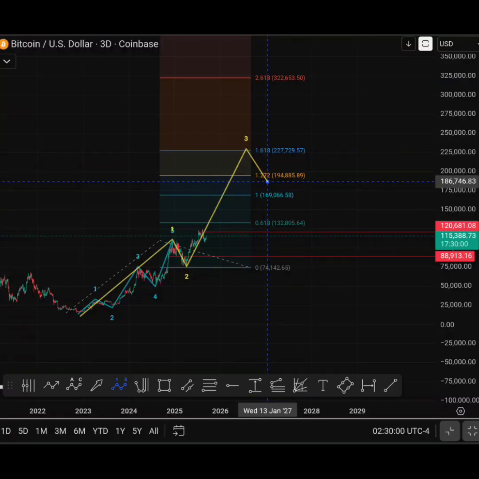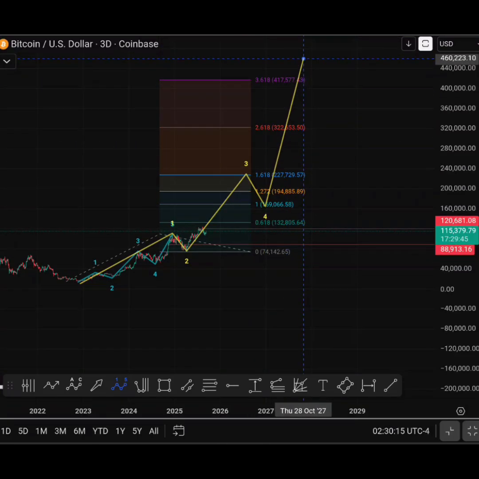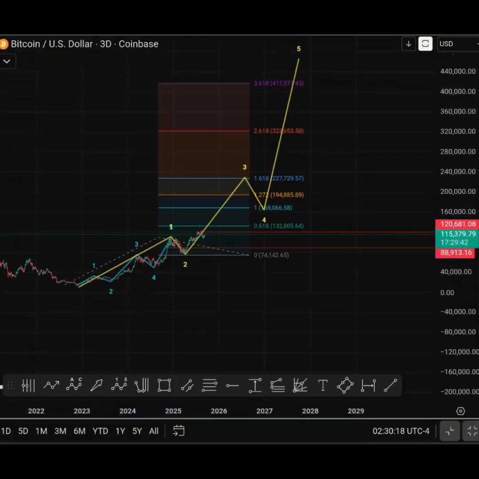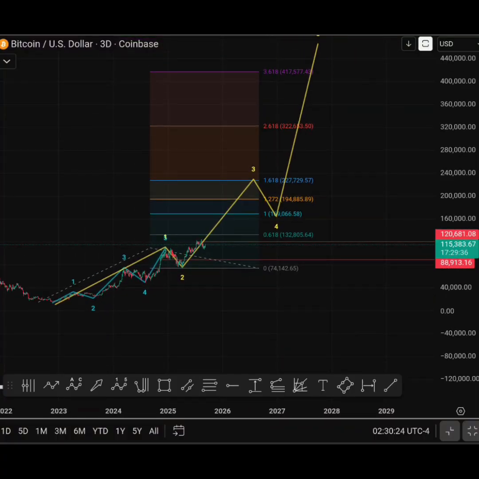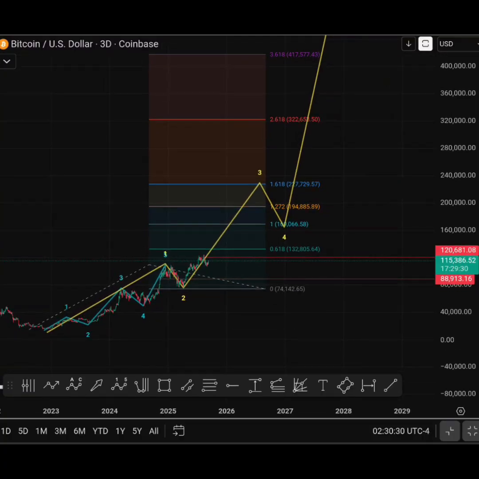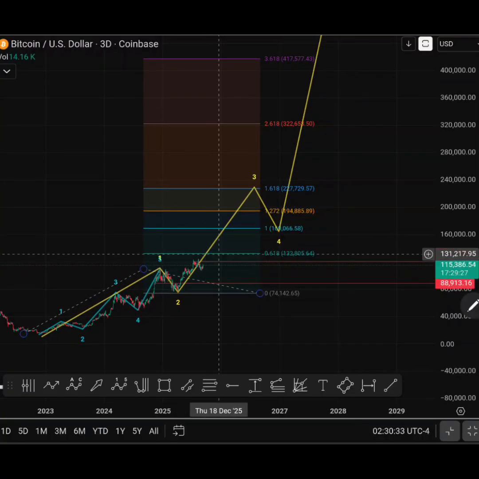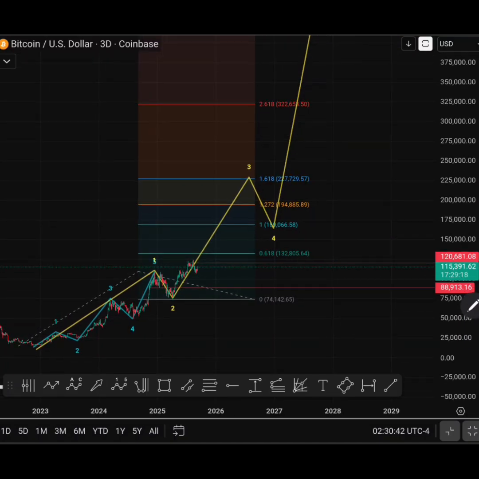For a shallow wave 4 that may take its sweet old time, and that would retrace probably 50% of that entire wave, which would get you down to roughly 140 before pushing up for a fear-driven fifth wave that can extend quite a bit. That would actually look appropriate to me. Getting up to really high numbers, probably in the 500,000 range before it's all said and done, but that's more 2027 than anything else. First things that need to happen is a push up into 200,000 area and then hold above 140,000 or the 50% retrace, whatever it is.